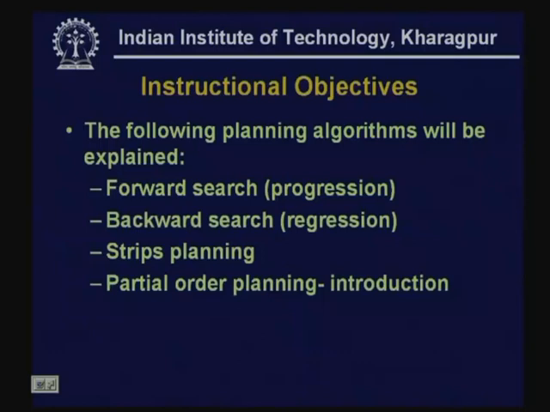We will look into a little more detail into forward search as used for planning problems, forward search or progression. Then we will look at backward search or regression. We will also look at the planning algorithms used in the STRIPS system, and then finally we will start with partial order planning, the framework, and we will explain the basic partial order planning algorithm.